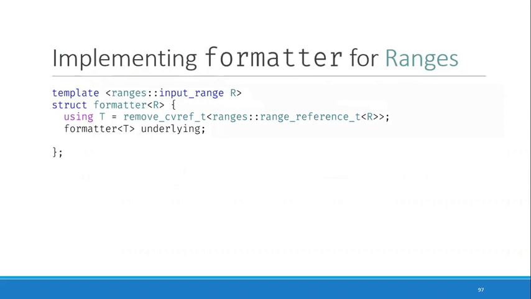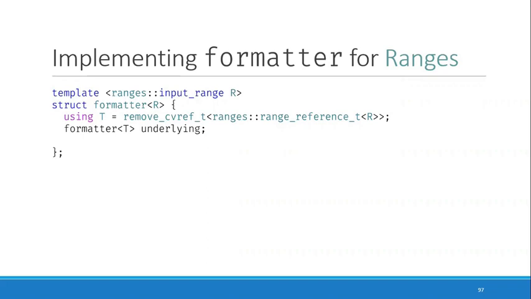So the first thing to start with is, which type do we use for our underlying formatter? The key here is that ranges have a value type, and we're not going to use that. Instead, we're going to take the reference type and we're going to remove cvref on it. For most ranges, that is the value type, because the reference type will either be something like int ref, int const ref, or int, and then the value type will just be int. So those are the same type.